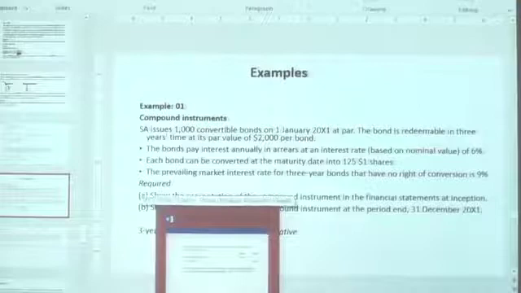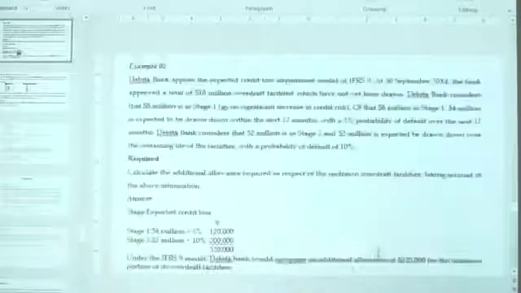Now we need to move into the most important part of the IFRS 9 introduction, that is classification and measurement of financial liabilities.